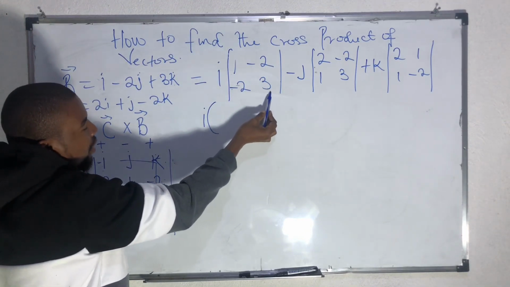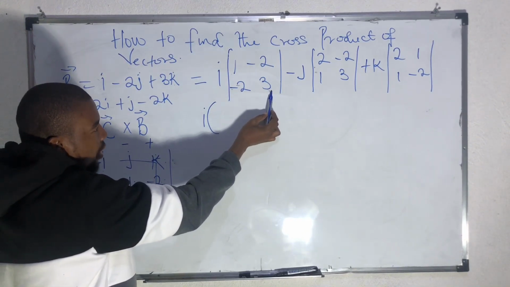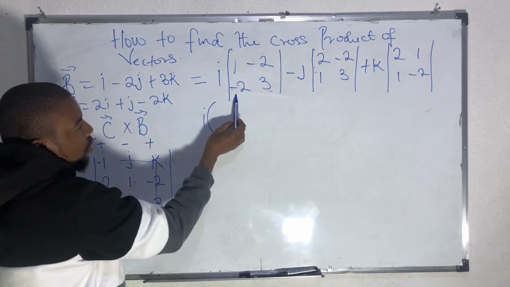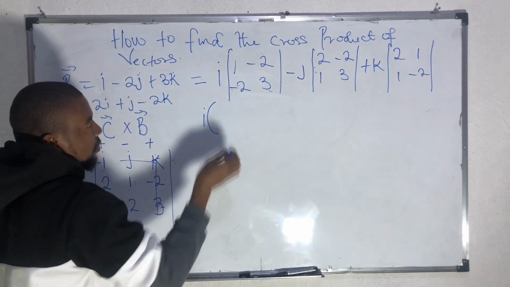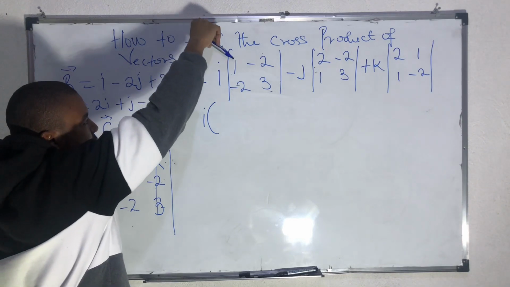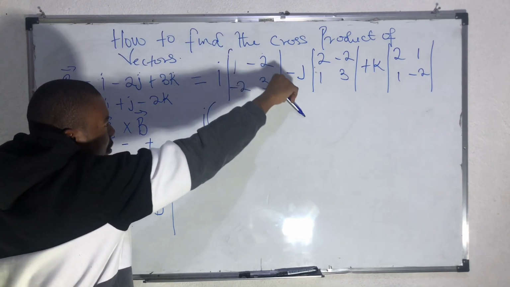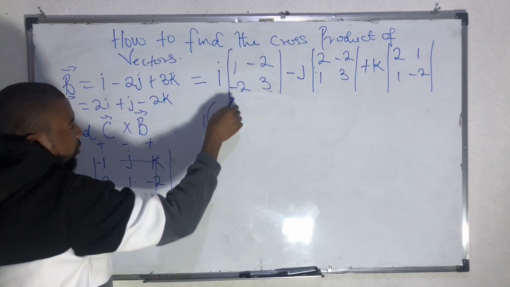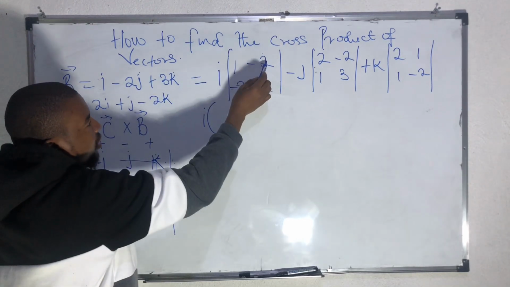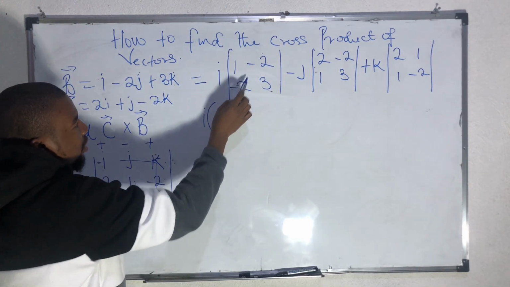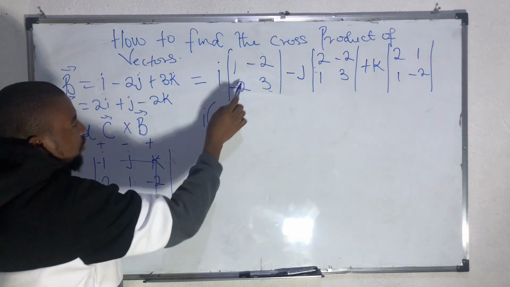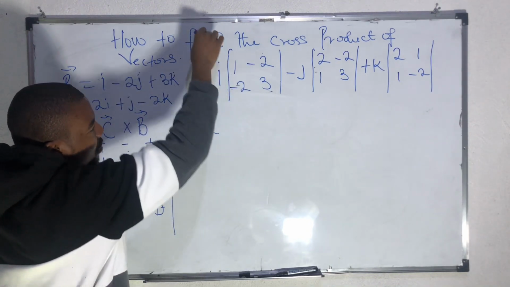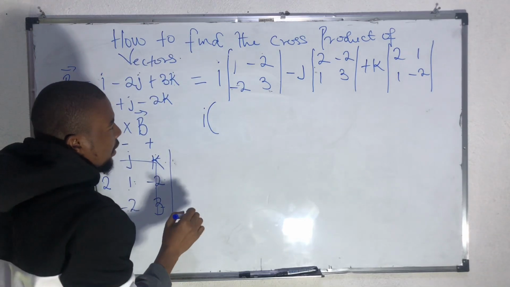1 and 3 make up your major diagonal, while -2 and -2 make up your minor diagonal. See it this way: this is your major diagonal, while here is your minor diagonal. What do you do? Multiply the two numbers of the minor diagonal together, and subtract that from the major. Let me show you what I mean.